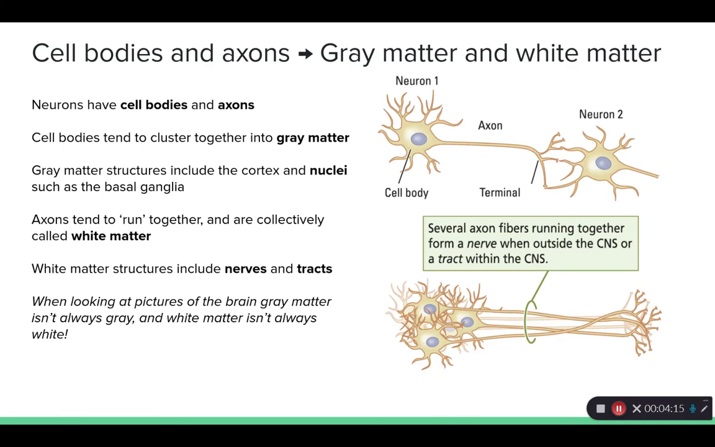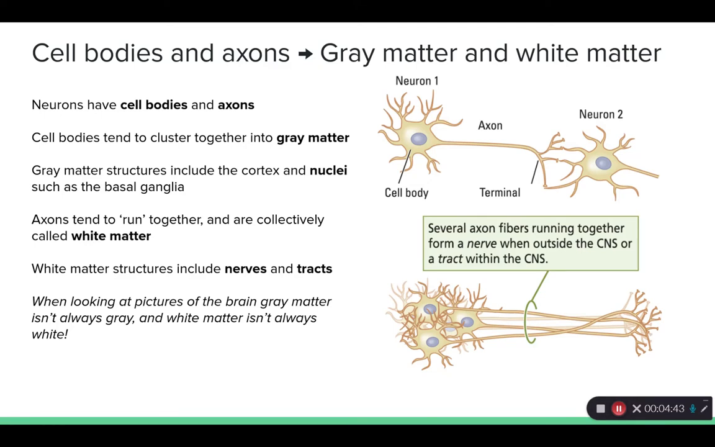Well, remember that the brain's made up of neurons. Neurons are just cells of the body, and they have two principal parts. They have their cell bodies, and they have axons. And in the brain, we find that the cell bodies tend to cluster together, right? So they tend to all want to stick together with one another. And when neuronal cell bodies cluster together, we call those parts of the brain gray matter.